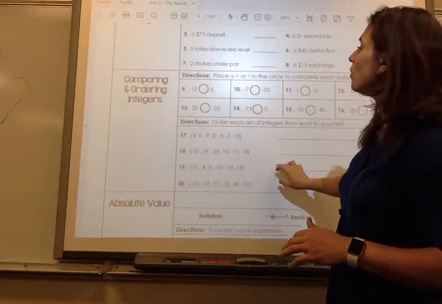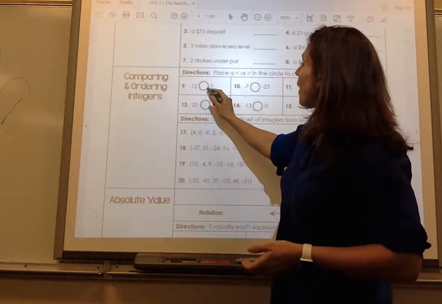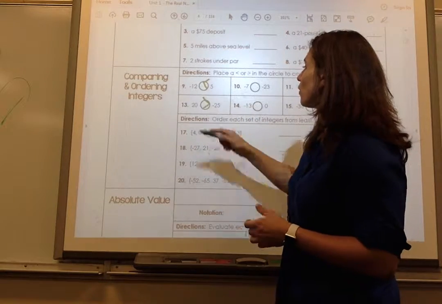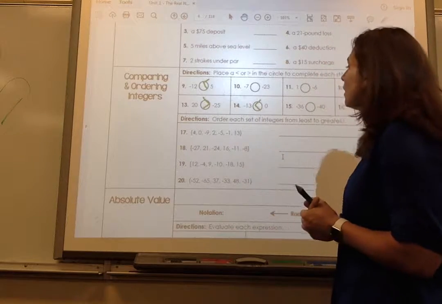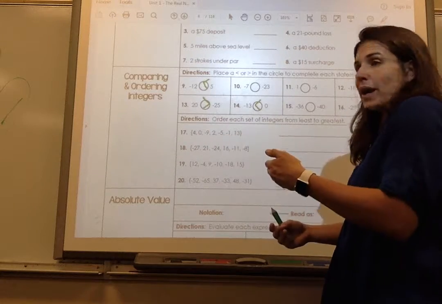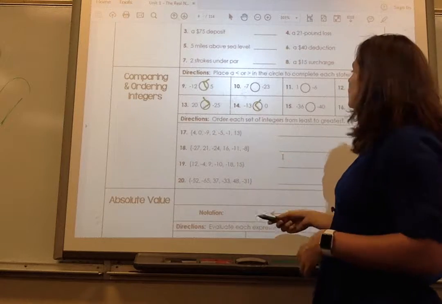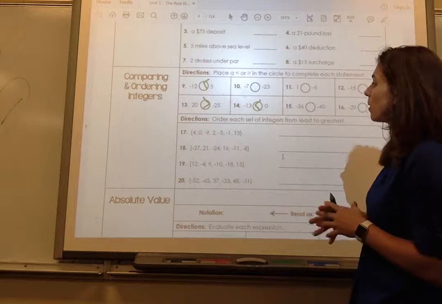When we compare and order integers, we're seeing which one is greater. So 5 is greater than -12, 20 is greater than -25, 0 is greater than -13, but when we read it, we read left to right. So for instance, -13 is less than 0. So remember those alligator signs that they used to teach us? We're going to see that back over here.